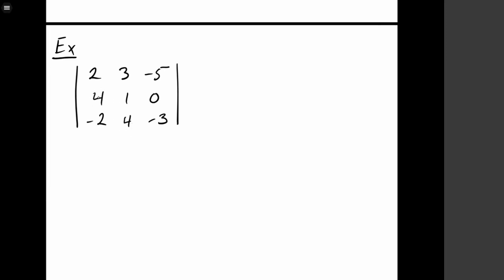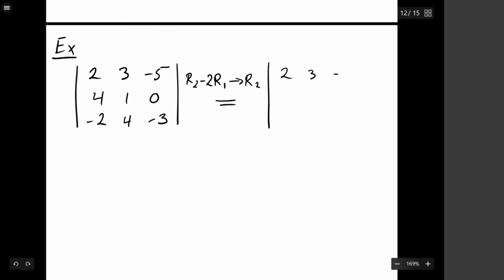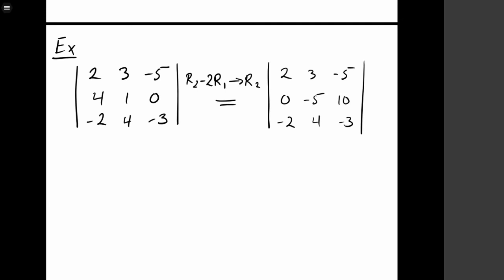here, to get rid of this 4, we can do row 2 minus 2 row 1 goes to row 2. So 2, 3, minus 5. Here we got 0, minus 5, 10. And minus 2, 4, minus 3. And again, this row operation doesn't change the determinant.